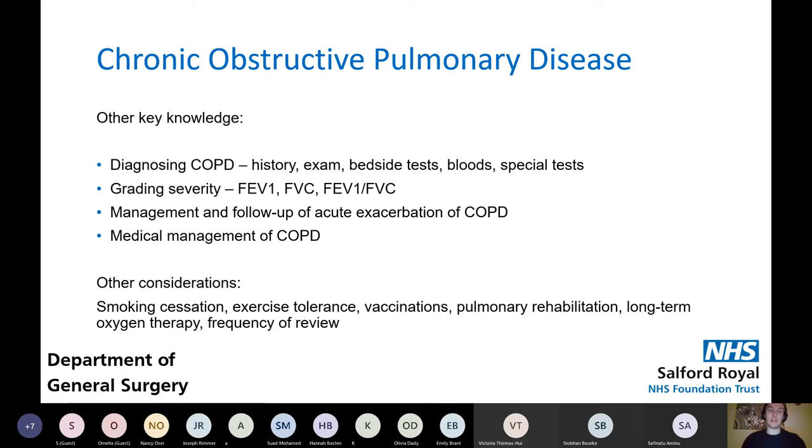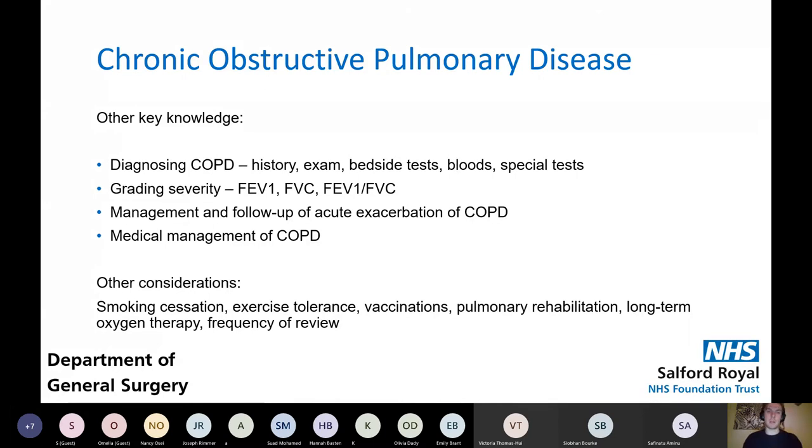So 80% and above is mild, 50 to 79 moderate, 30 to 49 severe, and an FEV1 of less than 30% is very severe. So if your lungs are very slowly forcing air out, that's very severe COPD.